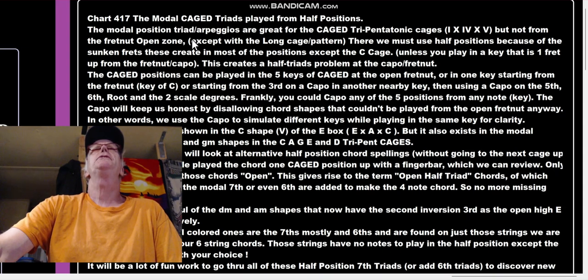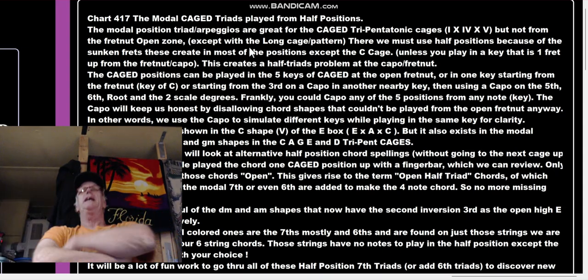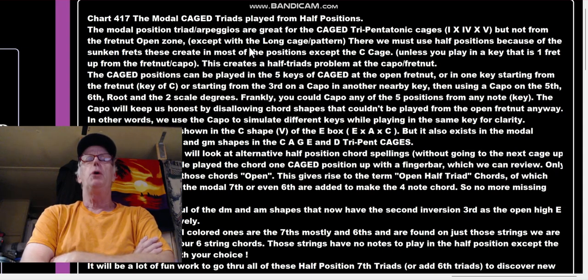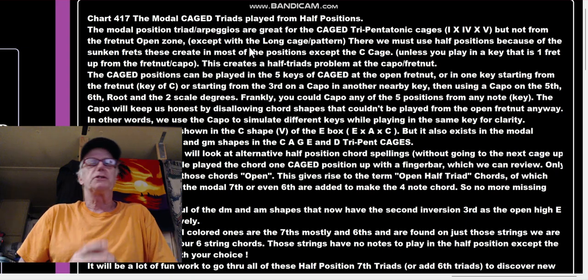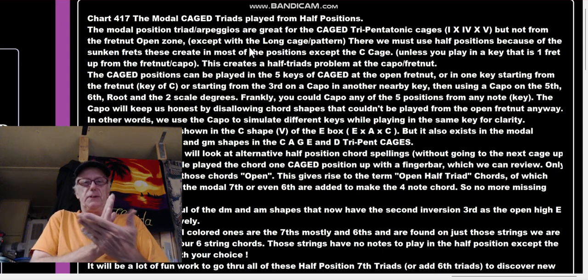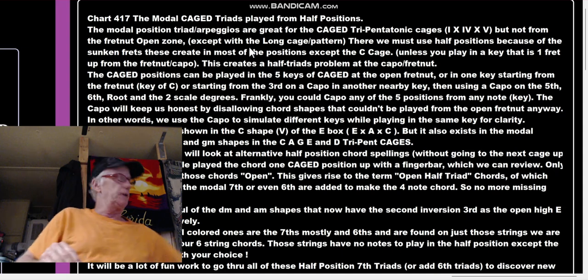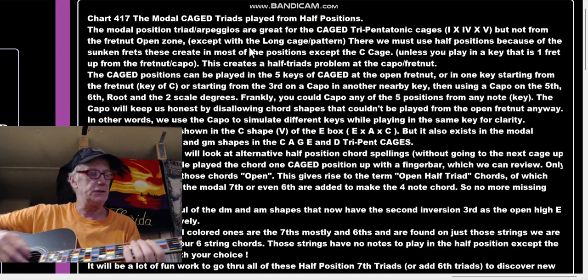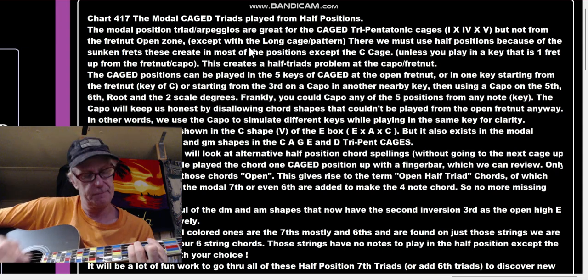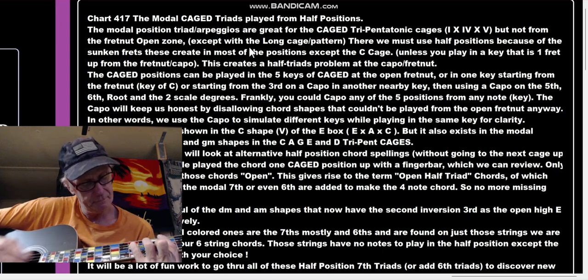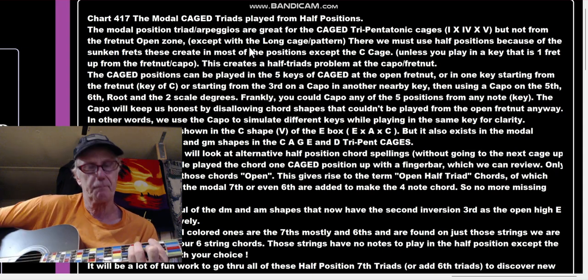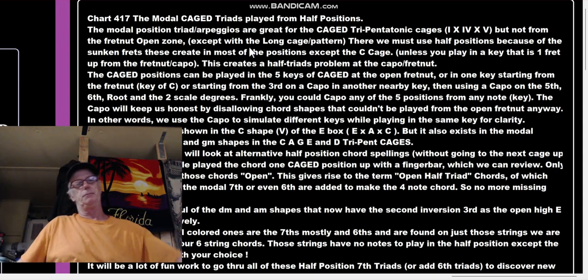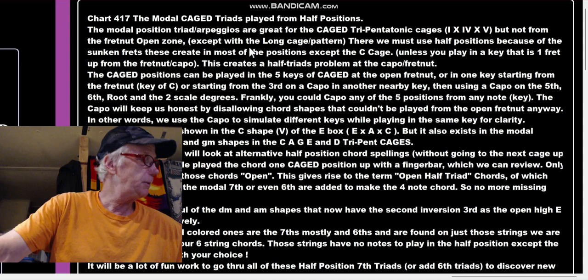Now, the modal position triad arpeggios are great for the CAGED tri-pentatonic cages, 1, 4, 5. I was just explaining that when we don't have the fretnut or the capo there, and we have plenty of fretboard, the positions are great. Okay, here it is in F. And you can do the relative minor of that C position, but you could probably get that.